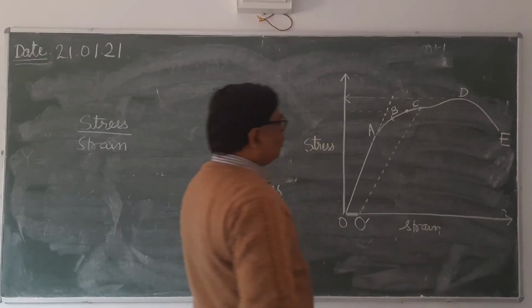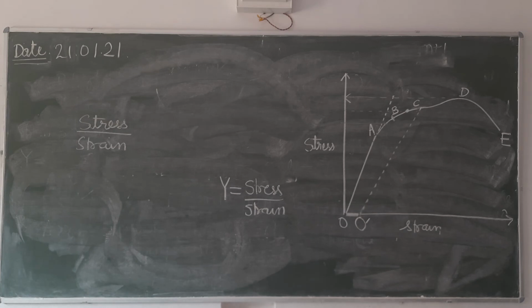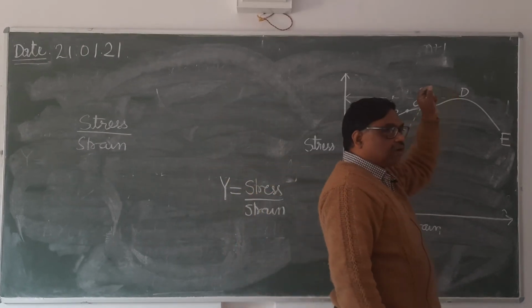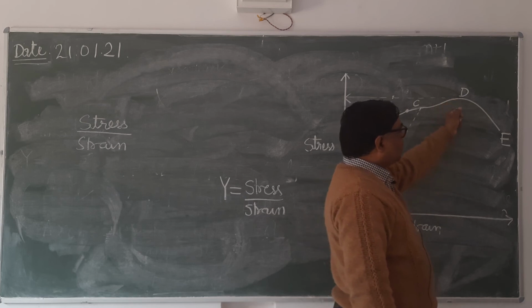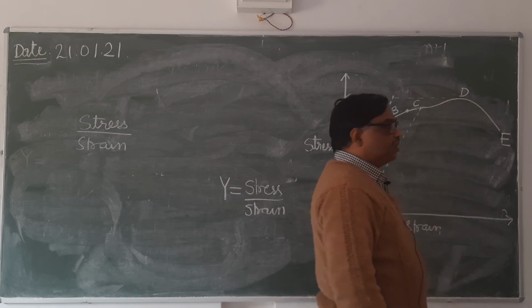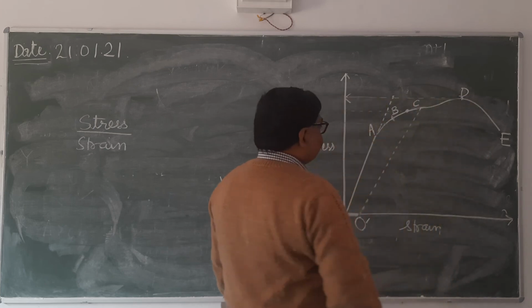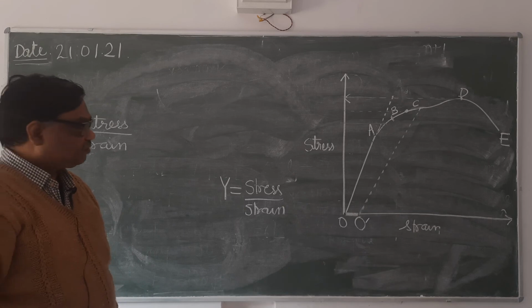इस maximum value of stress को क्या कहते हैं? There is a special name for this maximum value of stress. It is called the breaking stress. Means if the stress becomes more than this, what will happen? Wire will break. It is the maximum stress which the wire can bear without breaking. It is clear? The stress corresponding to D is the maximum stress which the wire can bear without breaking.